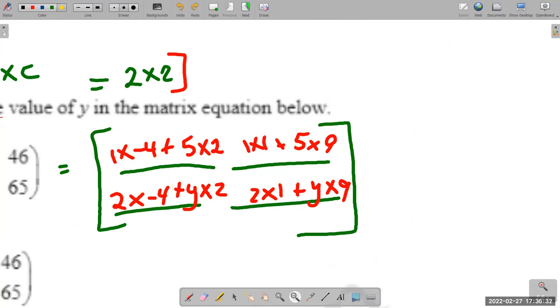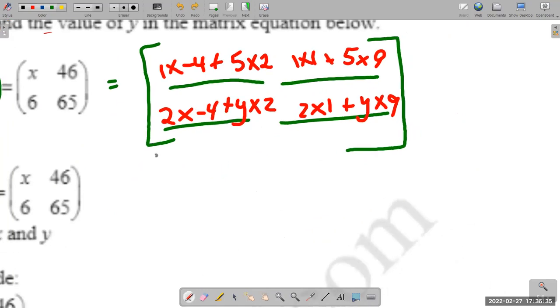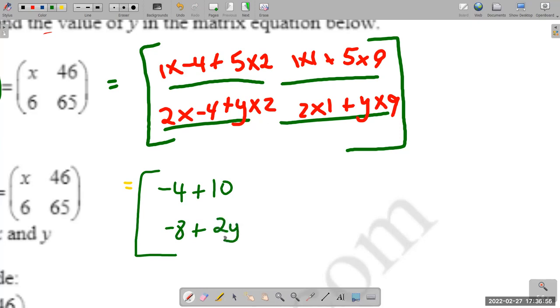Okay, so let's work it out now. Let's keep going. What is the answer for the first one? Can we go straight to it, or let me do it the long way? 1 times -4 is -4 plus 5 times 2 is 10. Let's do the one to the bottom. 2 times -4 is -8 plus y times 2 is 2y. 1 times 1 is 1 plus 5 times 9 is 45. 2 times 1 is 2 plus 9 times y is 9y.